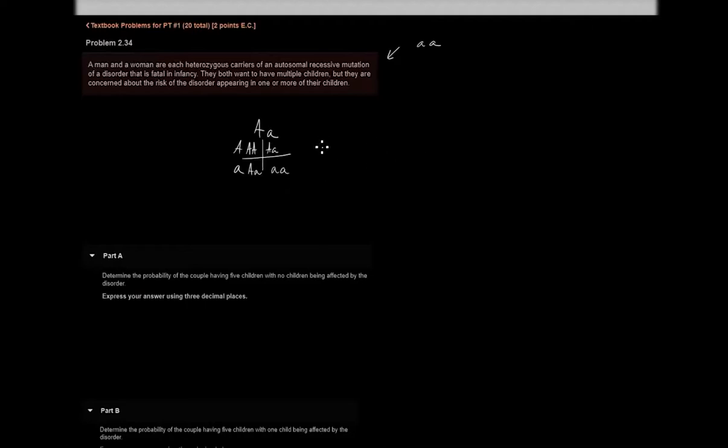So I'm going to be splitting it into the phenotype ratios. The chance of having mortality at infancy, represented by little a little a, is going to be equal to 1/4, as you see one pair of little a in this monohybrid cross. However, the chance of being unaffected is going to be 3/4. Now that I have this information, I can go to part A.